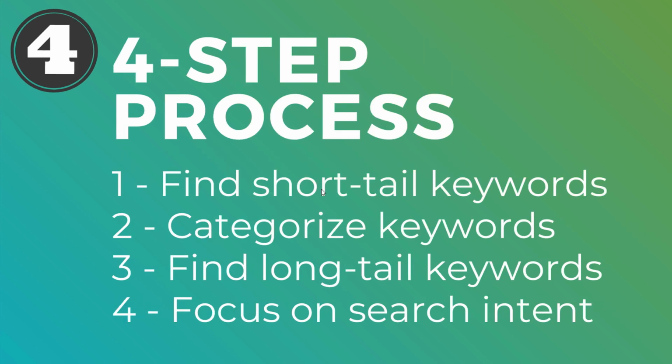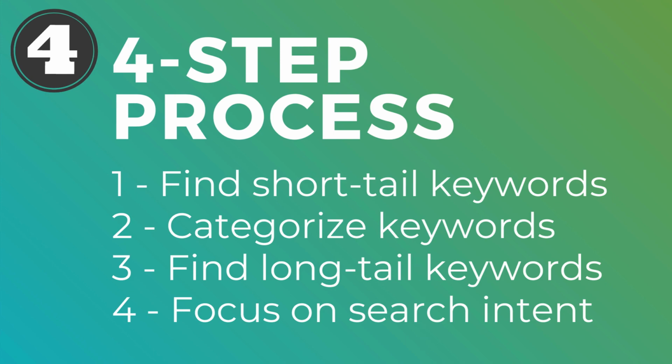Now, last but not least, this is basically the 4-step process that I follow as I'm coming up with SEO keywords. You want to find your short tail keywords to begin with. You need to categorize them and understand how different short tail keywords are going to play into your overall business and your SEO strategy. Then you want to find long tail keywords based on your short tail keywords, because the more and more that you optimize for these long tail keywords, the better you're going to rank for short tail keywords. Last but not least, focus on search intent.